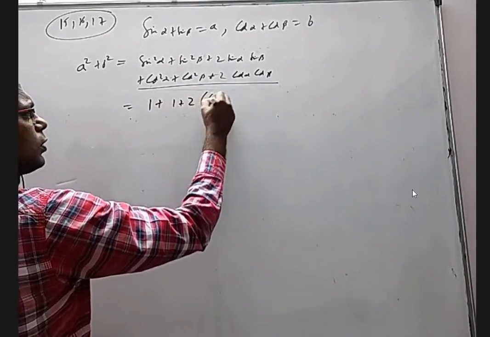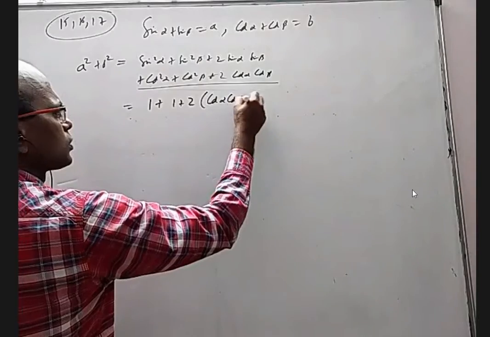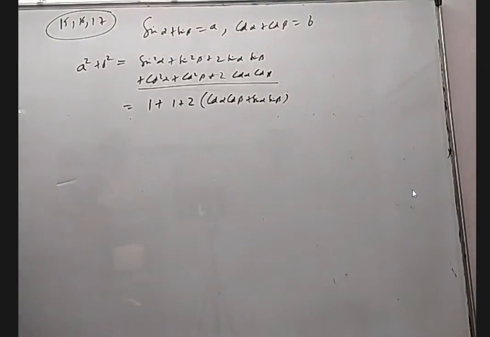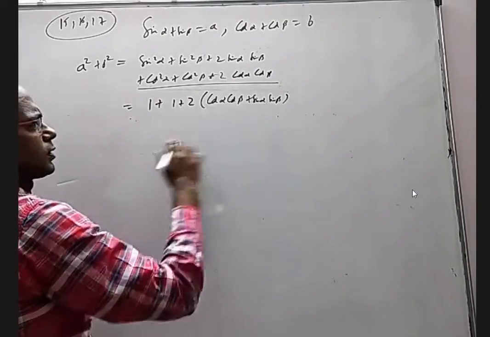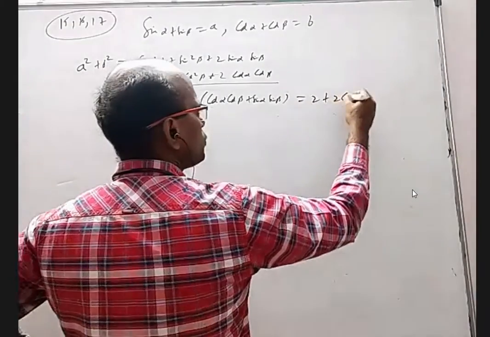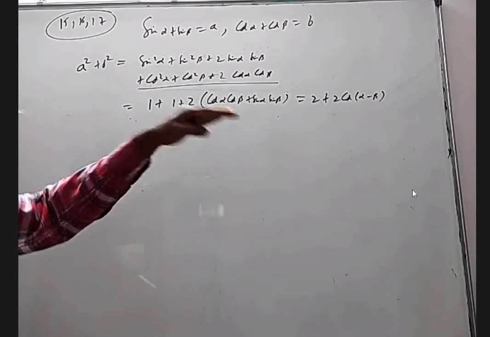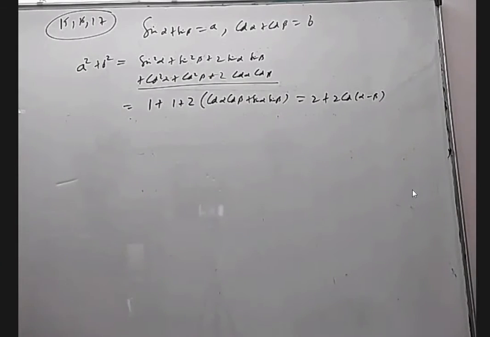And if I take 2 common, it is cos alpha cos beta plus sin alpha sin beta. Cos A cos B plus sin A sin B is cos A minus B. So we'll get cos alpha minus beta. So this is 2 plus 2 cos alpha minus beta. We can leave it there because in one of the questions they ask cos alpha minus beta maybe.